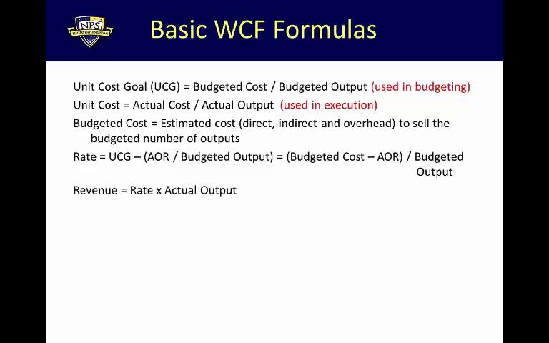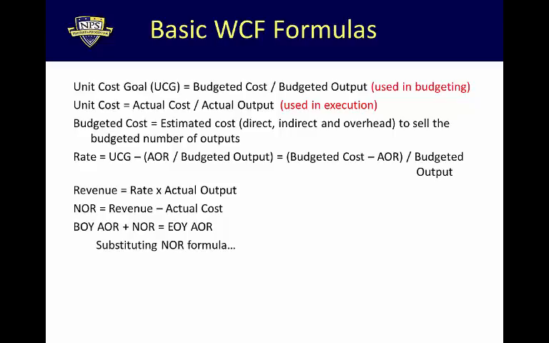Revenue is that stabilized rate times our actual output. Our net operating result, again, revenue minus actual cost. Our beginning of the year AOR plus our NOR gives us our end of the year AOR. Right? We started with 10, we earned 3, we end with 13.